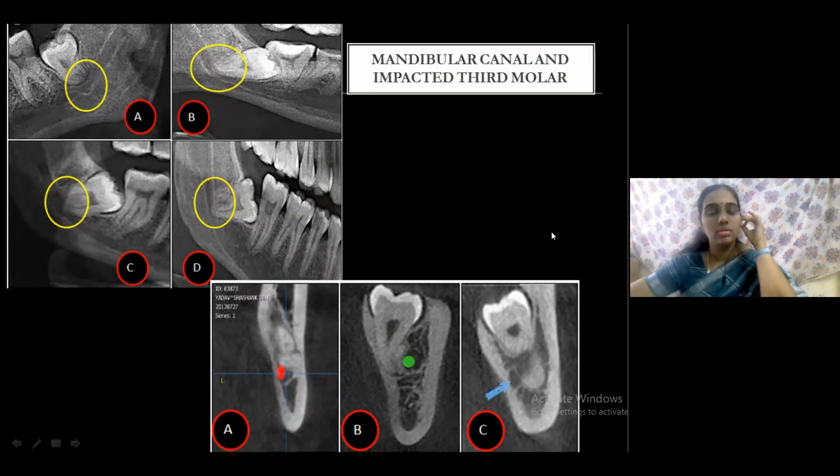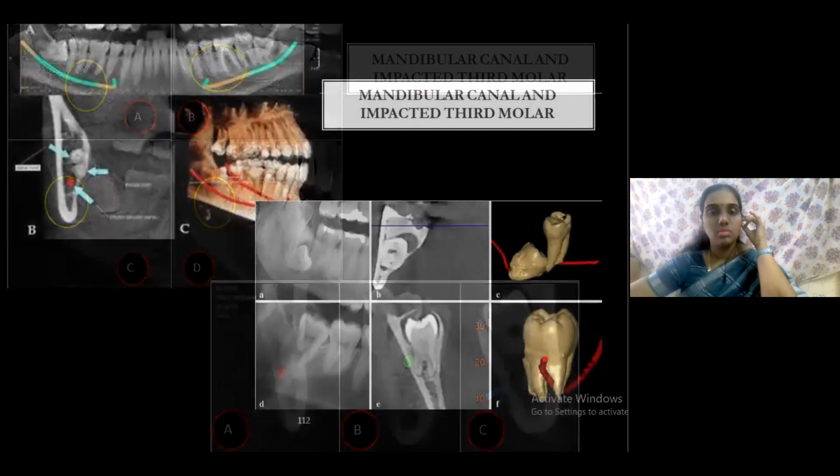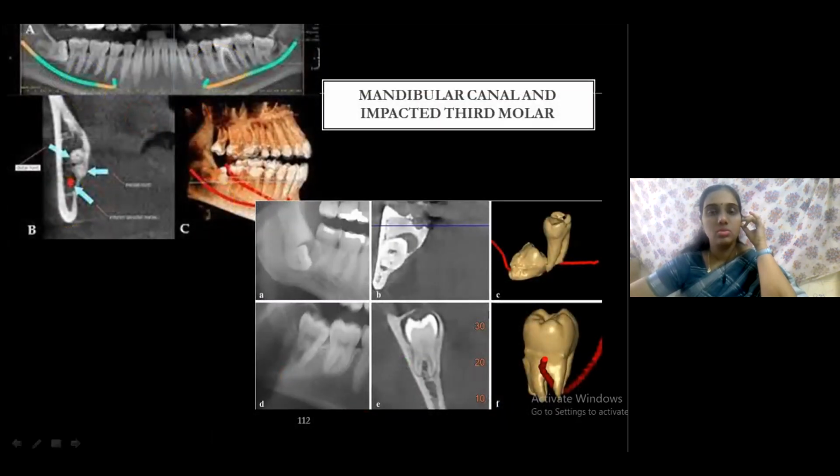So to know the exact position of the mandibular canal with that of the impacted tooth, CBCT is of great use. In this three-dimensional reconstruction, you could see how the canal is traveling into the root. So this is of great advantage to the surgeon while removing an impacted tooth.